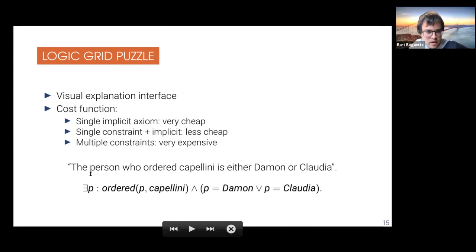For instance, this constraint in natural language, the person who ordered Capellini is either Damon or Claudia, was translated automatically into this first order sentence: there is a person who ordered Capellini and who is either Damon or Claudia. But this constraint in itself doesn't entail that one of the other persons didn't order Capellini. So we need to use this one in combination with the bijectivity constraint in order to actually get something out of it. So in a certain sense, by using this type of bad constraints, as I would call them, we get more tolerance towards people using bad models, but still expecting good explanations.